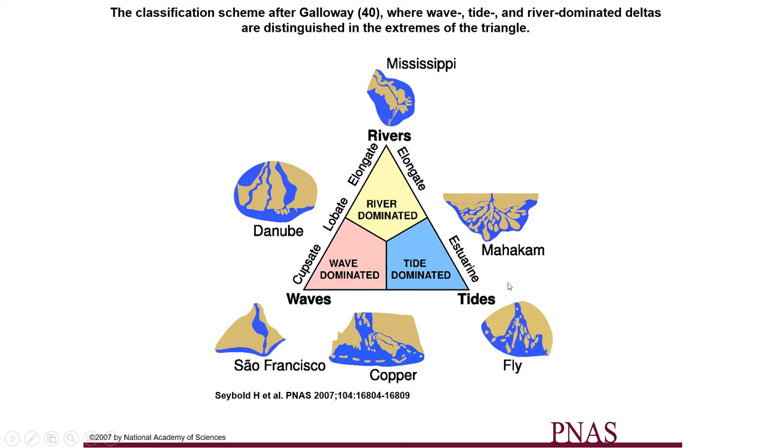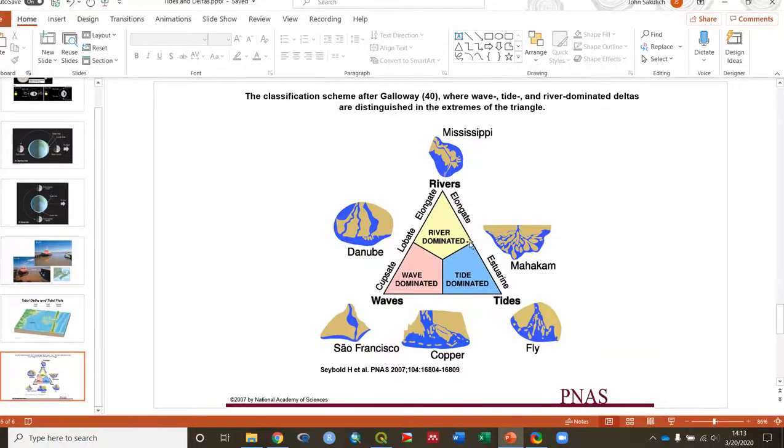So for instance, here we can see the Mahakam River. It's built way out from the shoreline. That means the river's dumping a lot of sediment and it's building that delta way out. So that's river dominated. But you can see those big channels in between, and so there's also a lot of tide action sculpting them. So the Mahakam River would be somewhere right in here. That would be a combination of river and tide dominated.